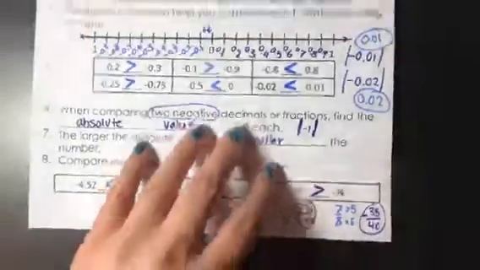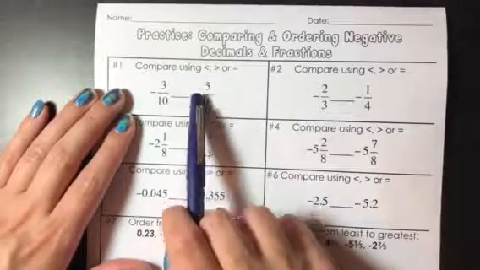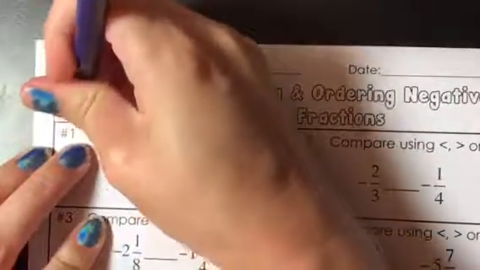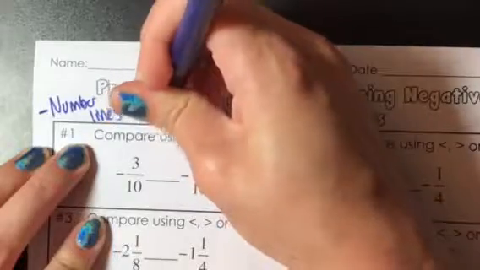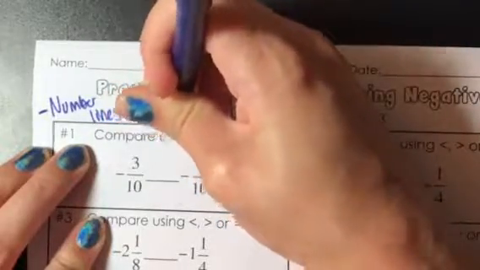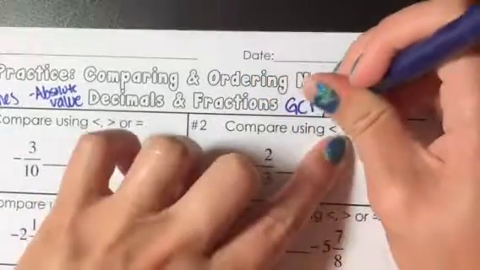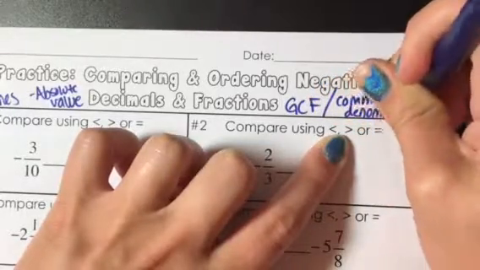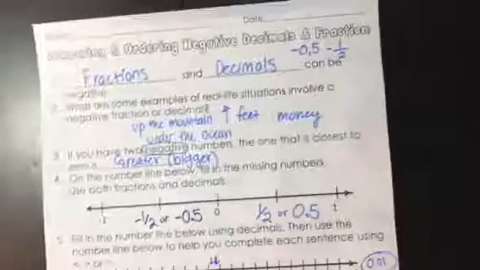All right, guys. I'm going to have you flip your papers over to the back. You are going to need to compare using greater than, less than, or equal to. I recommend 3 things: number lines, absolute value, and last but not least, GCF and making a common denominator for fractions, because that will help you more easily compare them. All right. Once you finish this, you can move on to group work. You may get started.